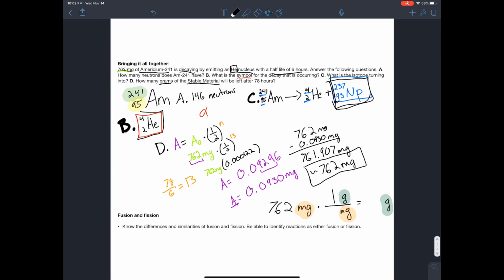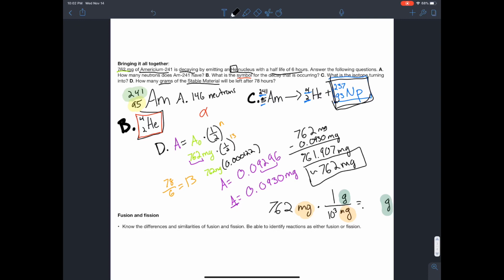Okay, so now what is our conversion factor? How many milligrams are in 1 gram? Well, there's 1,000 milligrams in 1 gram. 10 to the third milligrams in 1 gram. So that means we're looking at 762 divided by 1,000. Divided by 10 to the third. So we're just moving the decimal. And we're going to get point.